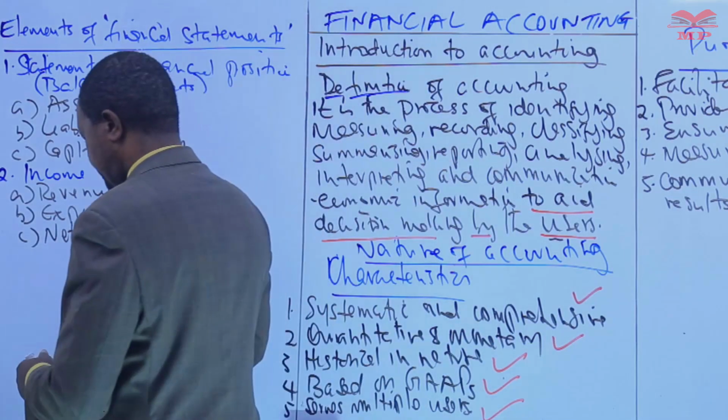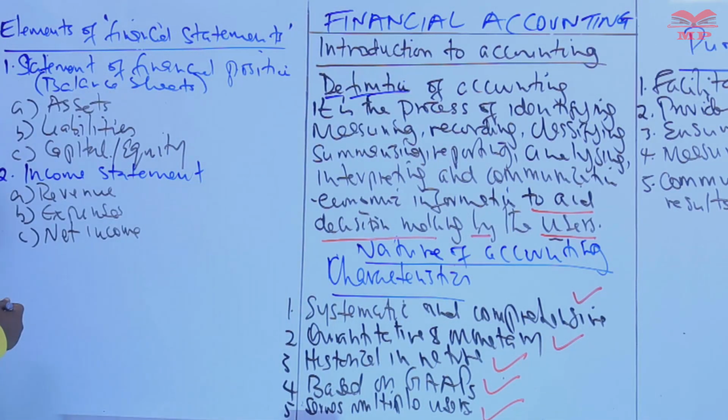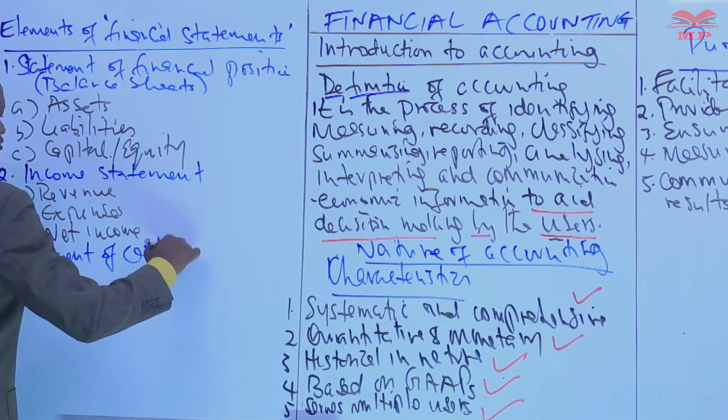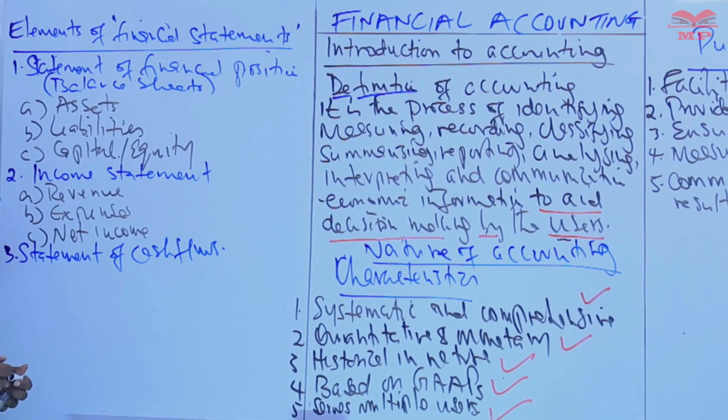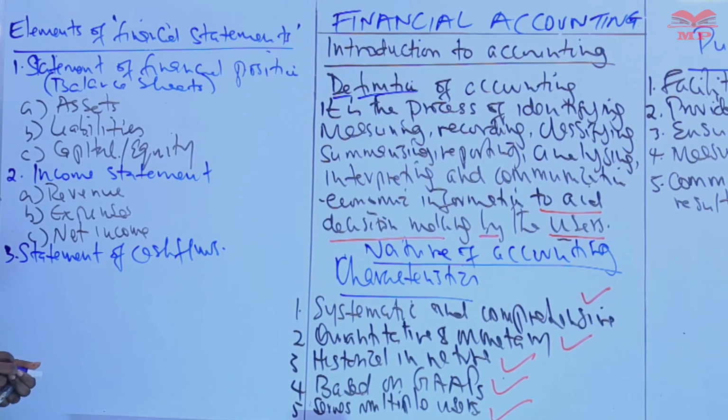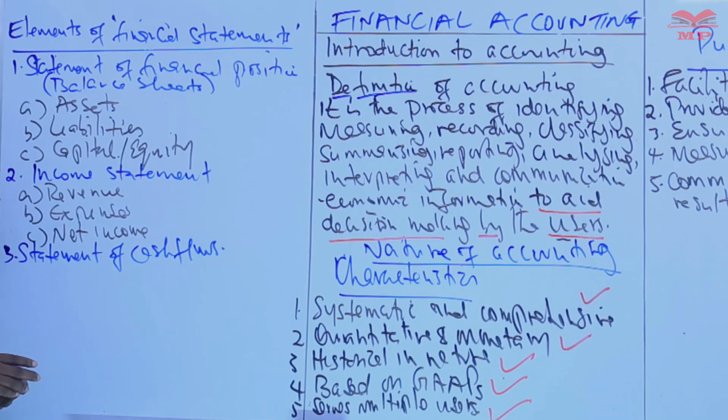Then the third statement is the statement of cash flows. Statement of cash flows is a statement that helps the users understand the flowing of cash. It represents the cash inflows and the cash outflows.